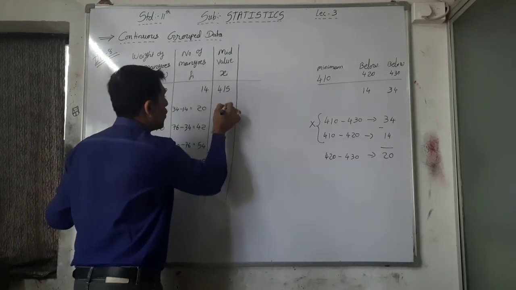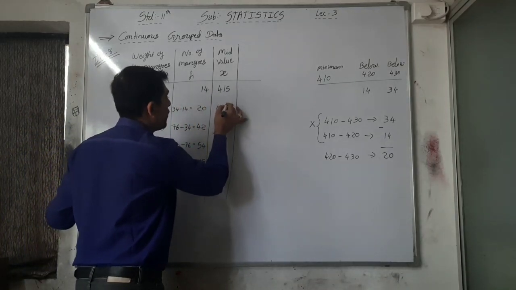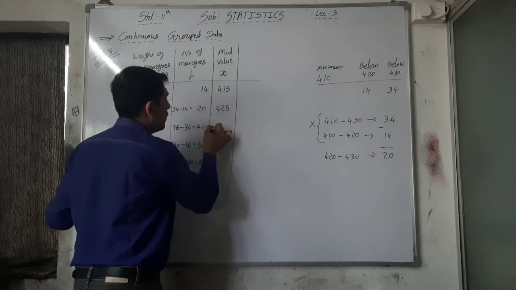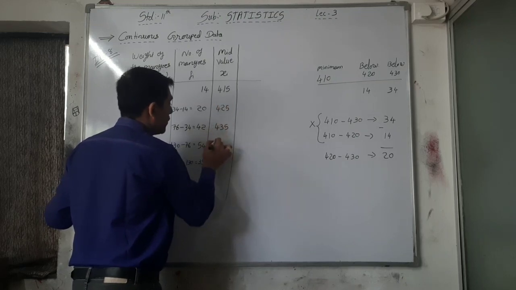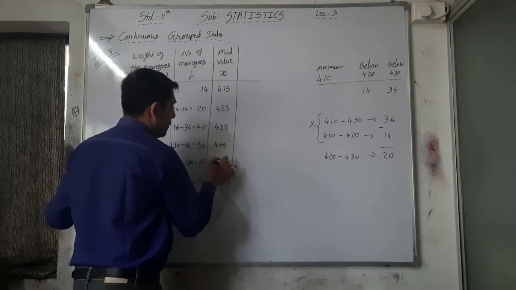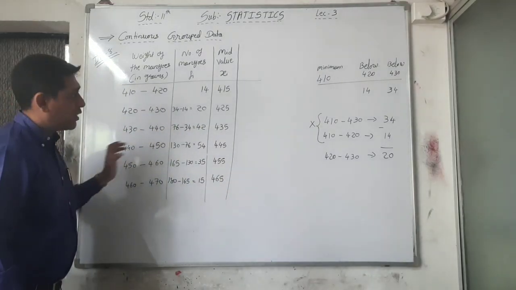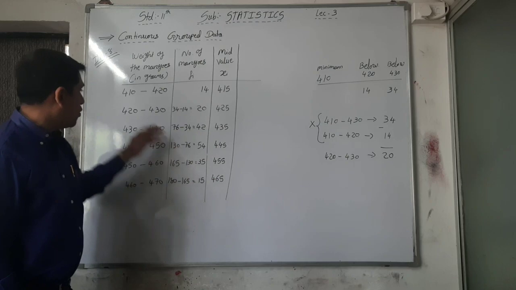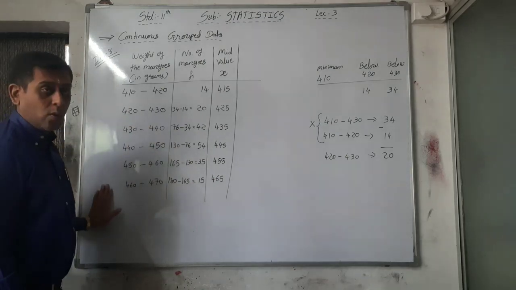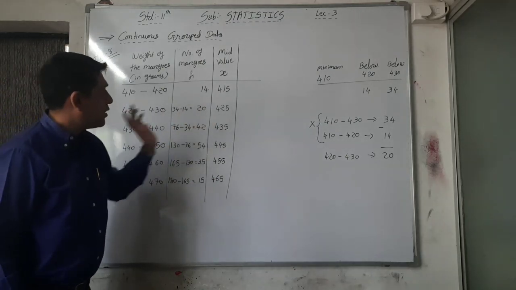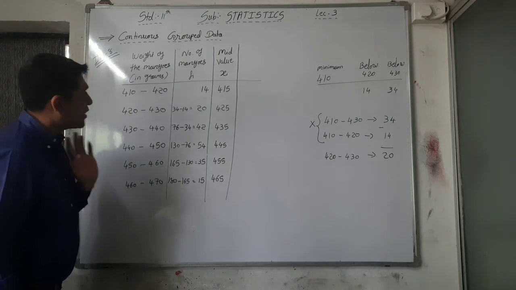415 plus 10, that is 425. Then 435, then 445, then 455, and then 465. See, it is the easiest way, a shortcut method, to find the mid value when the class interval is equal. You just have to add the class interval to find the next mid value.